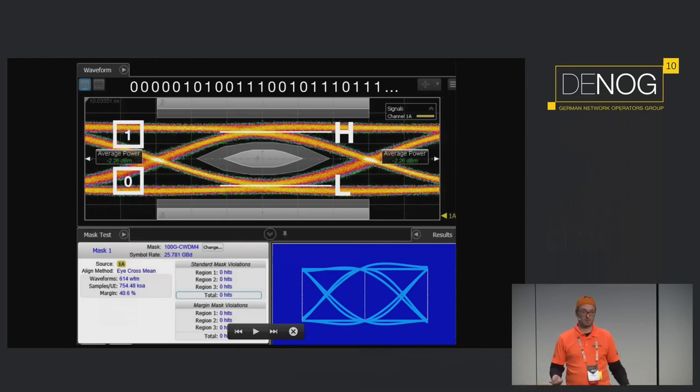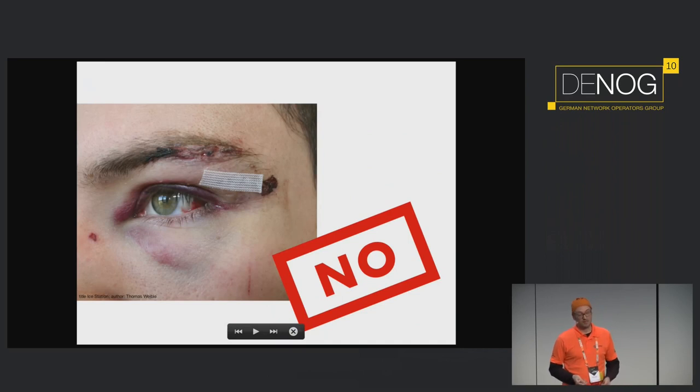And if the transmitter transmits crap, the receiver can only detect crap. If the transmitter transmits a proper signal and the fiber makes crap out of that signal, then the receiver still can't detect anything. So the main target is to have a clear eye, an open eye, and what you really want to avoid is a dodgy eye. Dodgy eyes are, even in real life, not really helpful.